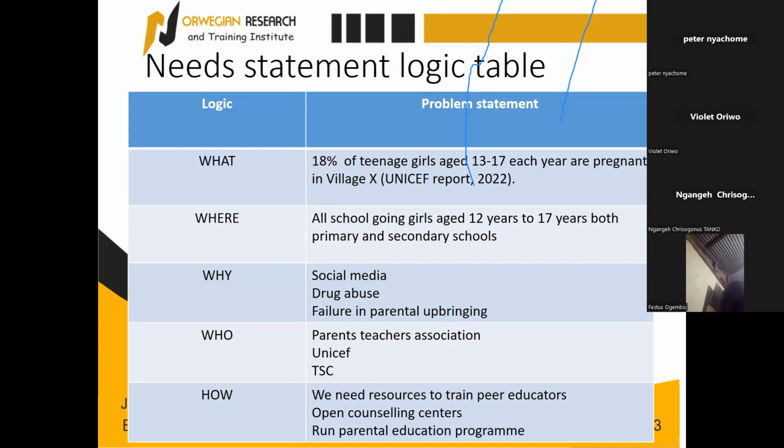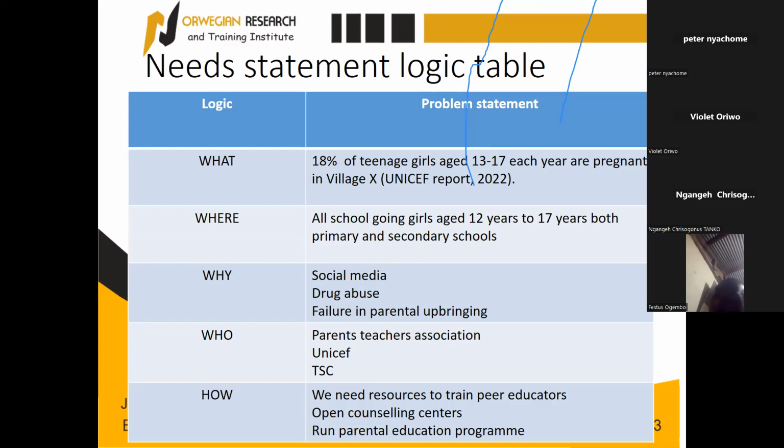So the first is what? What is it that we want to address? It simply means when we begin writing a need statement or problem statement, we begin by highlighting the core of the problem. That is the first statement of your first paragraph, and the statement is well quantified. Because we are talking about SMART, you must be able to give proper reference, a credible report, like this one I'm talking about, the UNICEF report of 2022. It simply means they can rely on it, because this is a children's affair, and UNICEF is involved in children.